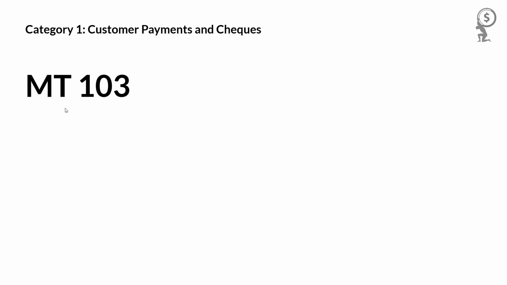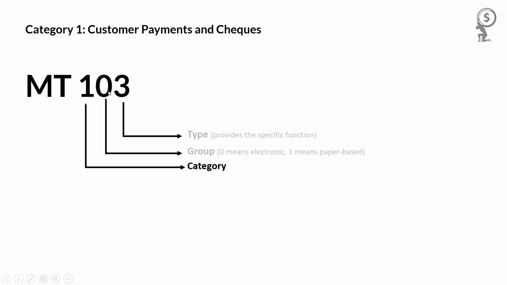So the first part is the MT, which refers to the format of this message. And then we have here the first character, which stands for the category. So 103 refers to category 1. And 0 here, the second character, stands for the group. If it's 0, this means that this message is an electronic message. If 1, this means it's a paper-based message. But nobody's using the paper-based nowadays. And the last character stands for the type, or the number of this message in the category.